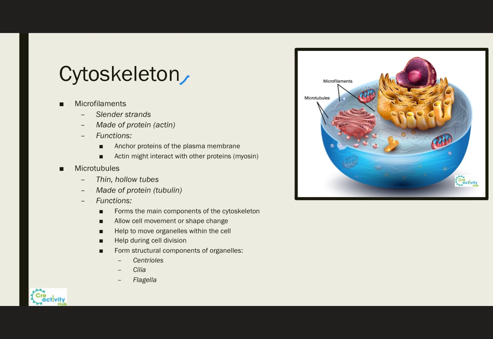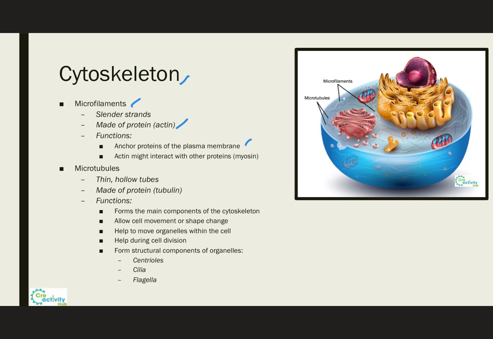The cytoskeleton includes the thread-like microfilaments, which are made mainly of a protein called actin. In terms of functions, the microfilaments will anchor the cytoskeleton to proteins of the plasma membrane, more specifically the integral proteins, which we talked about already. And this helps to stabilize the position of these membrane proteins.